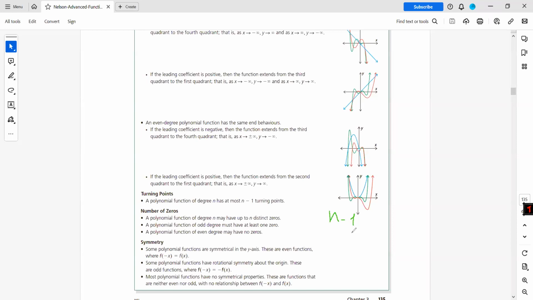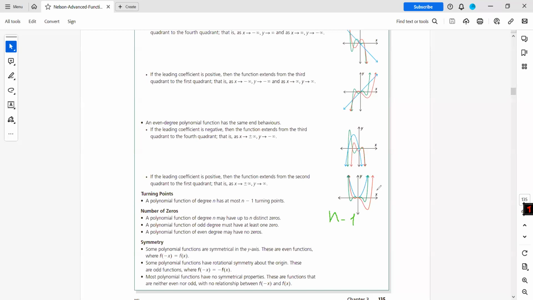Okay, the polynomial function of what degree must have at least one zero? That's correct, because of end behavior. It starts on one side and ends up on the other. A polynomial function of even degree may have no zeros. Remember, because such a function can be positioned completely above the x-axis or below it.